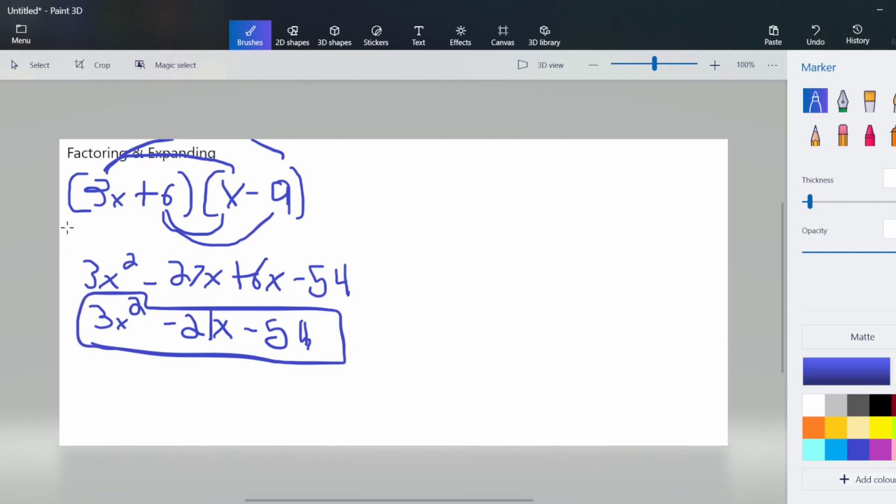It's pretty simple, but essentially you take your first term, multiply it by both terms in the other bracket, and do the same for your second term in the first bracket, and combine your like terms. I'll show one more example.